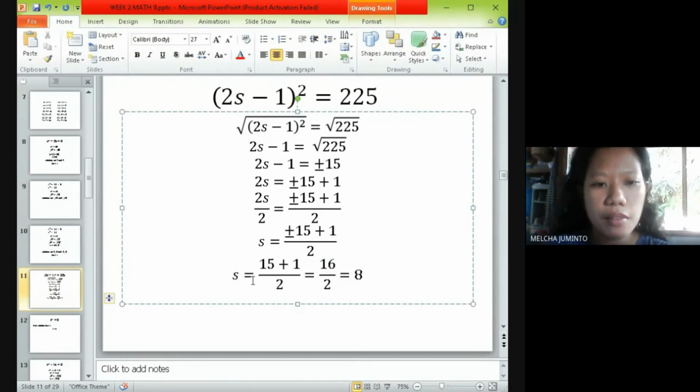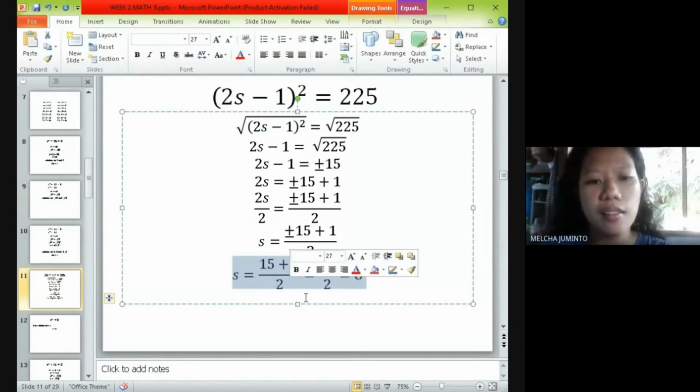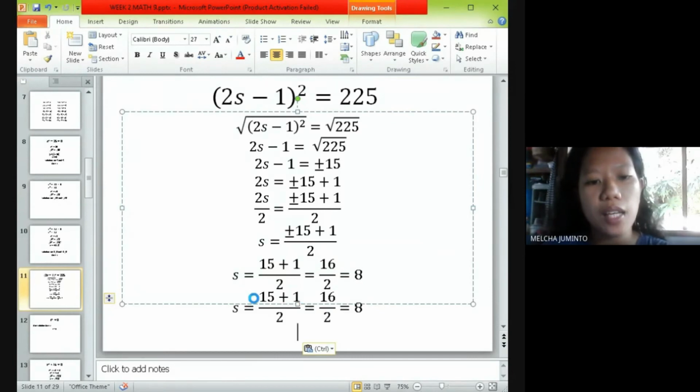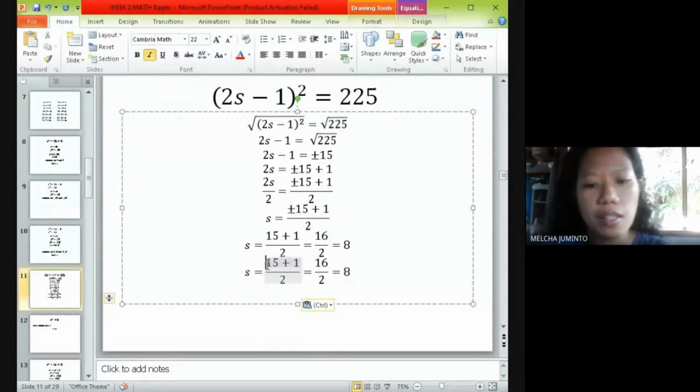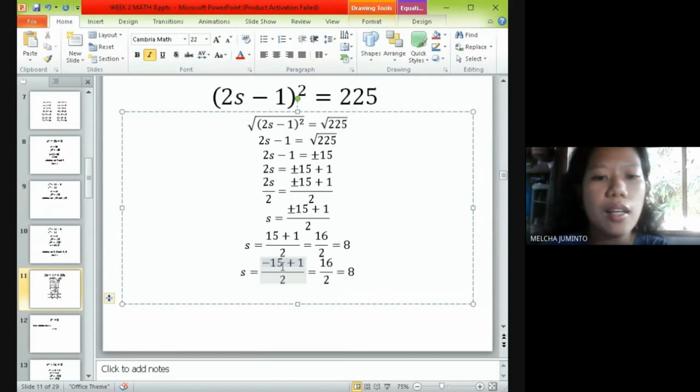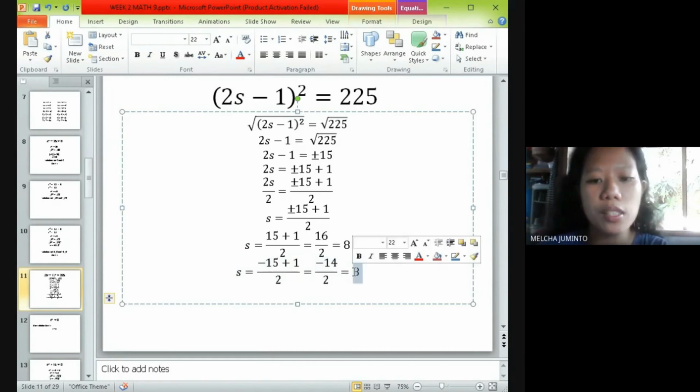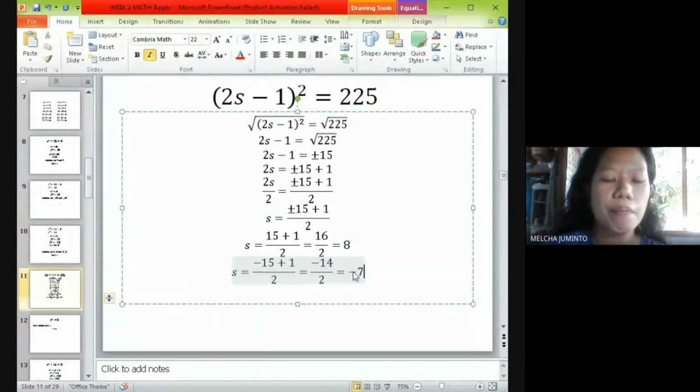While the second value of s will be obtained by using the negative value of 15. So we write negative 15 plus 1 all over 2. Negative 15 plus 1 is equal to negative 14 divided by 2 is equal to negative 7. Therefore, the second value of s is negative 7.